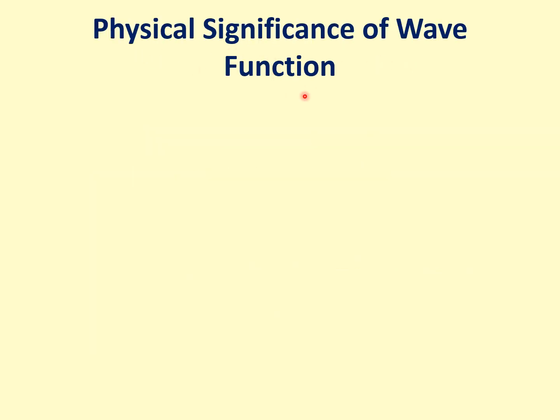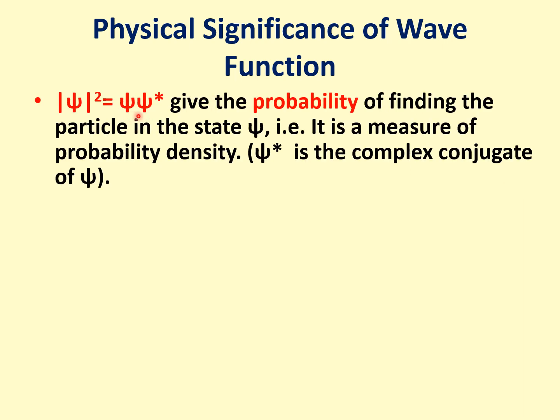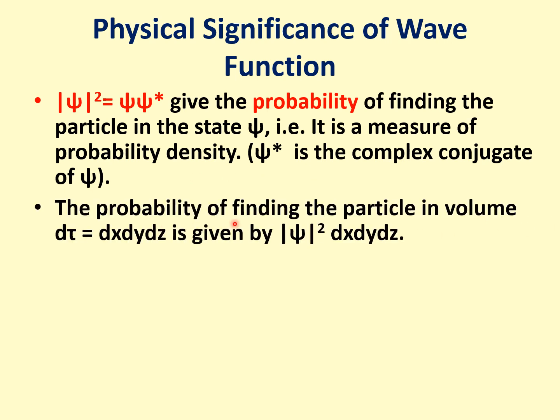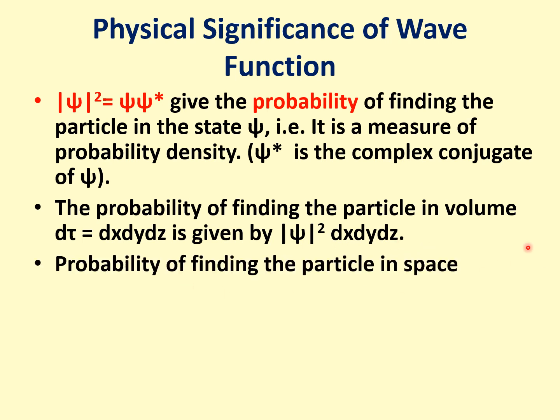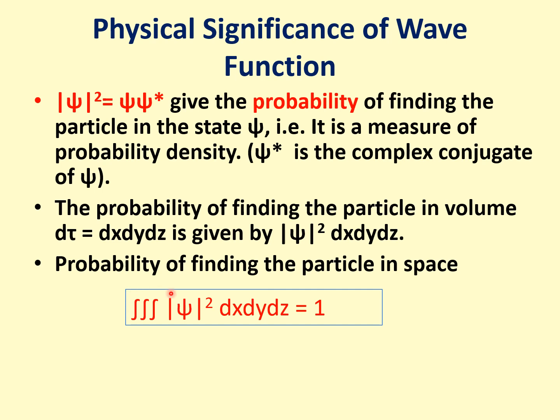What is the physical significance of the wave function? Psi, the wave function, does not give much information about the particle, but the magnitude of psi square, which means psi into psi star, where psi star is the complex conjugate of psi, gives the probability of finding the particle in the state psi, and it is the measure of probability density. The probability of finding the particle in volume d tau or dV equal to dx dy dz is given by the magnitude of psi square dx dy dz, and the probability of finding the particle in space, from minus infinity to plus infinity, is 1.